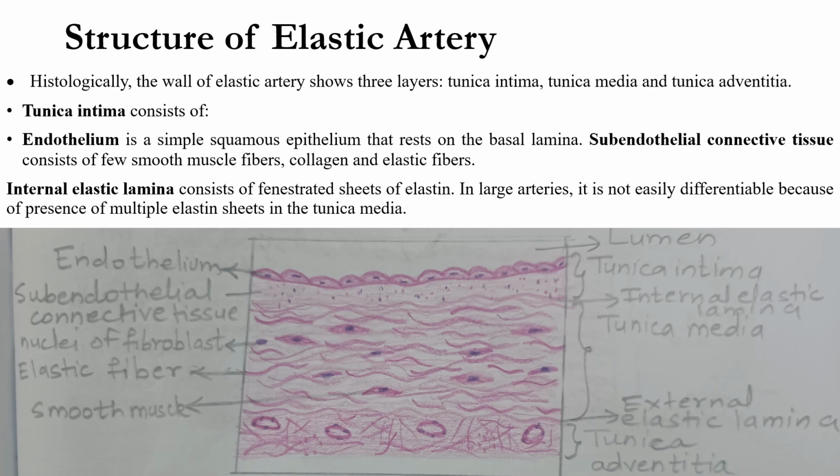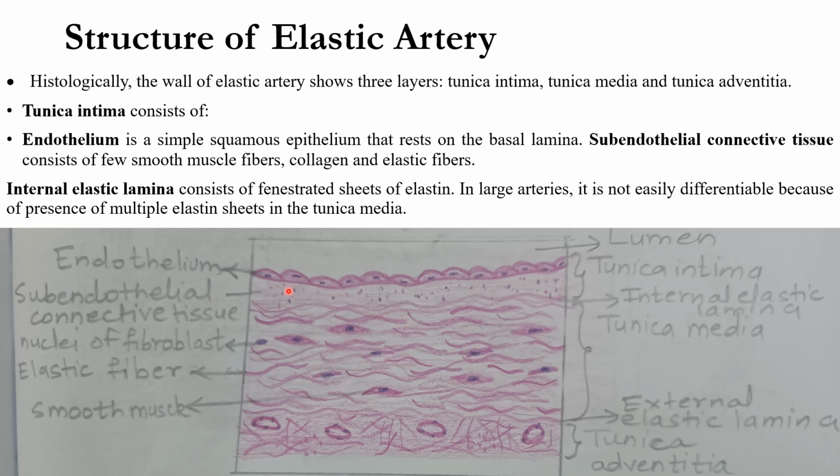During systole, they can distend, and during diastole, they can regain their original size. The elastic arteries are also known as conducting vessels because their main function is to conduct blood from heart to the muscular arteries. Now we will see the histological part. As other blood vessels, the elastic artery also has three layers. The innermost portion facing towards the lumen is the tunica intima. Then there is tunica media, and the last one, the outer layer, is the tunica adventitia.